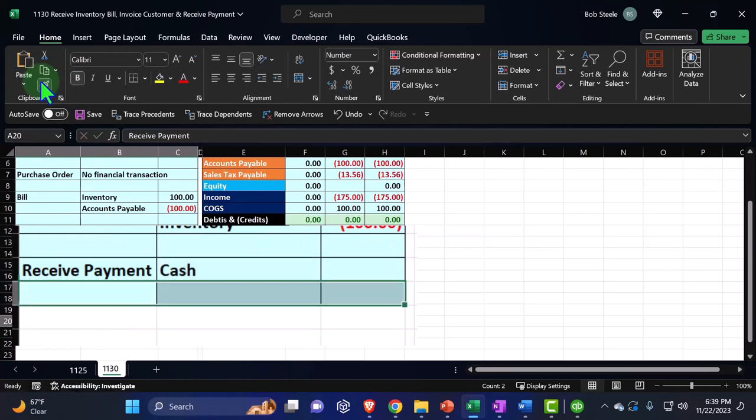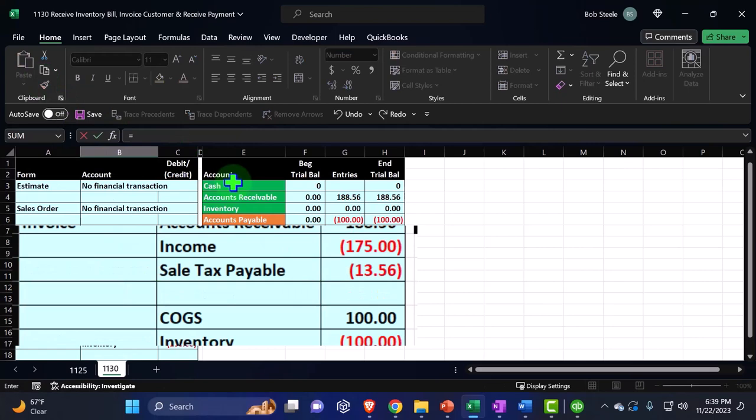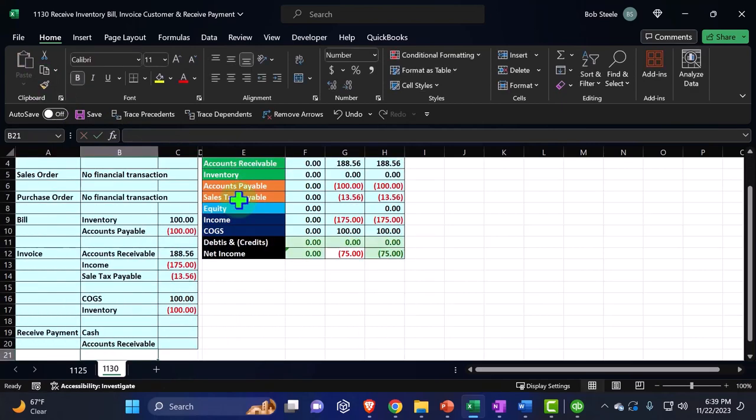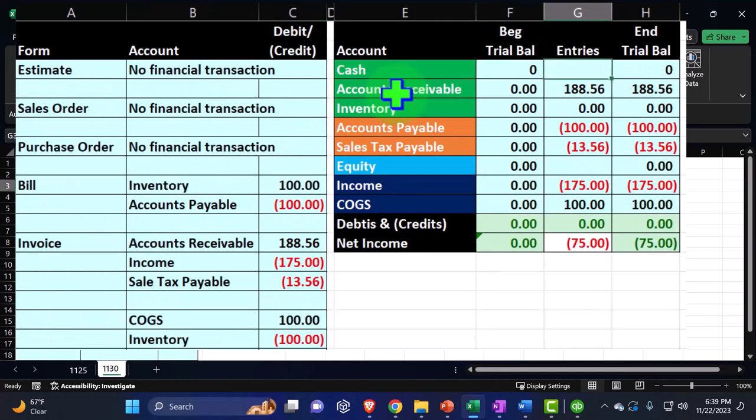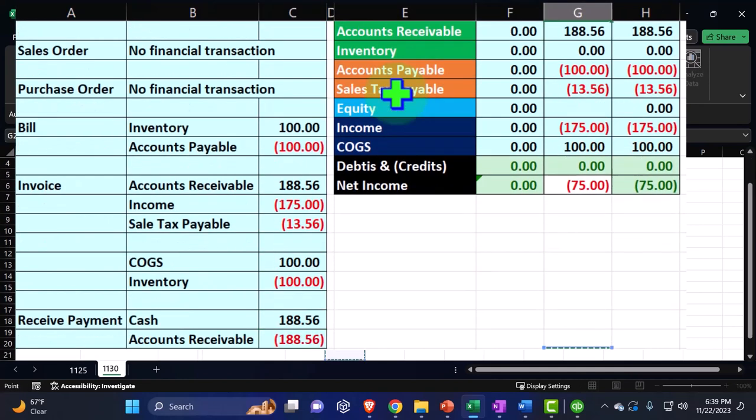That's not where our point of focus is. And then the other side is going to decrease the AR, accounts receivable. The amount is going to be equal to the amount from the invoice. And so now cash is going to go up, so we'll increase the cash.